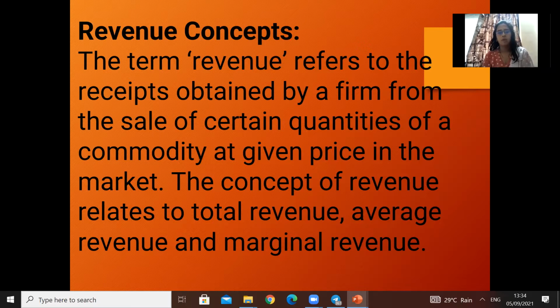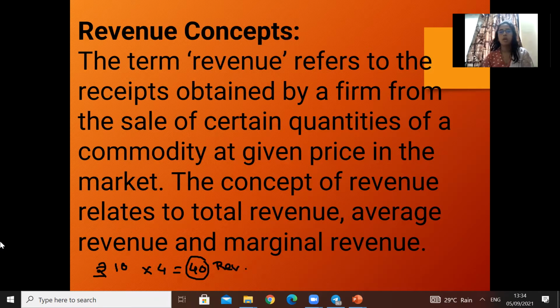The term revenue refers to receipt. It is nothing but the receipt obtained. In the cost we have seen that it is the cost of production. Now in the revenue concept we are going to see, for example, if he has sold 4 Cadbury's, 4 Dairy Milks at rupees 10 each. So after selling 4 units at rupees 10 per unit, whatever the amount he is getting, that is called revenue.